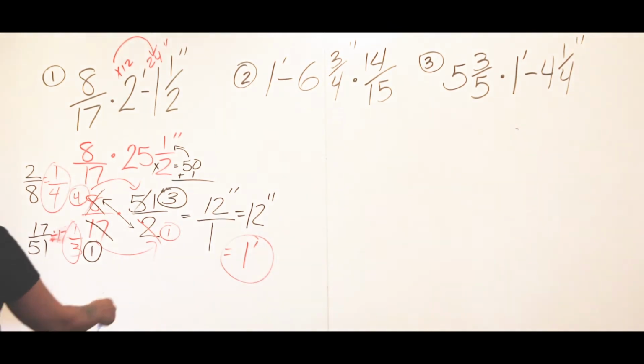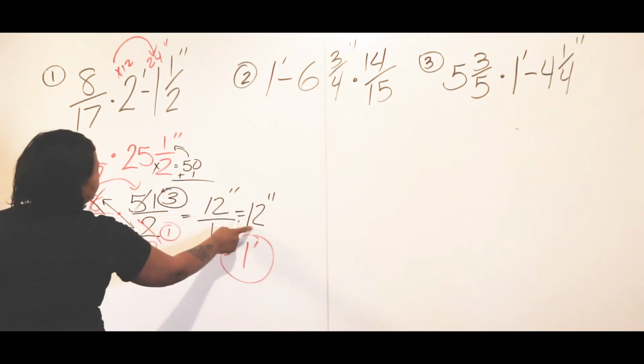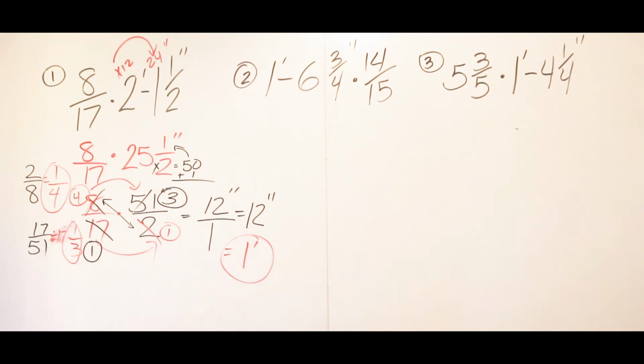So we had 12 over 1 as an improper fraction. We can't leave a final answer as an improper fraction. It gave us 12 inches. 12 or more inches converts to feet and inches. It gave us 1 whole foot.